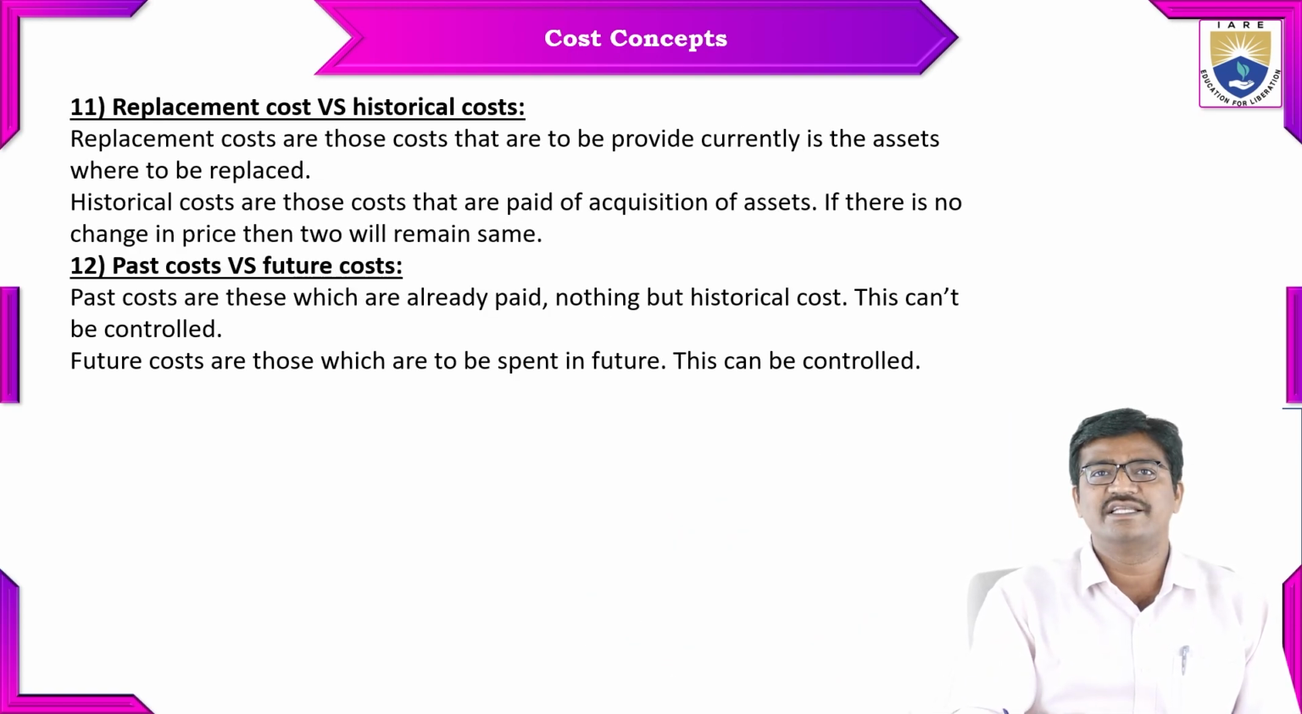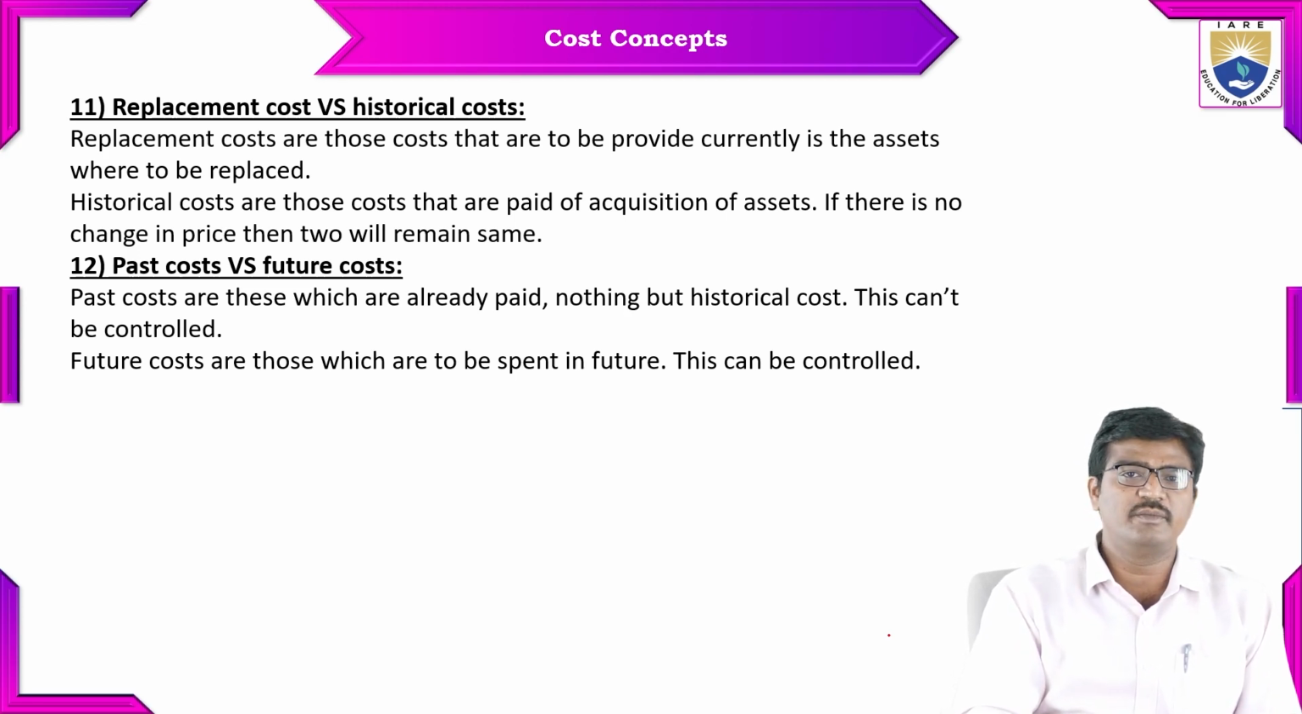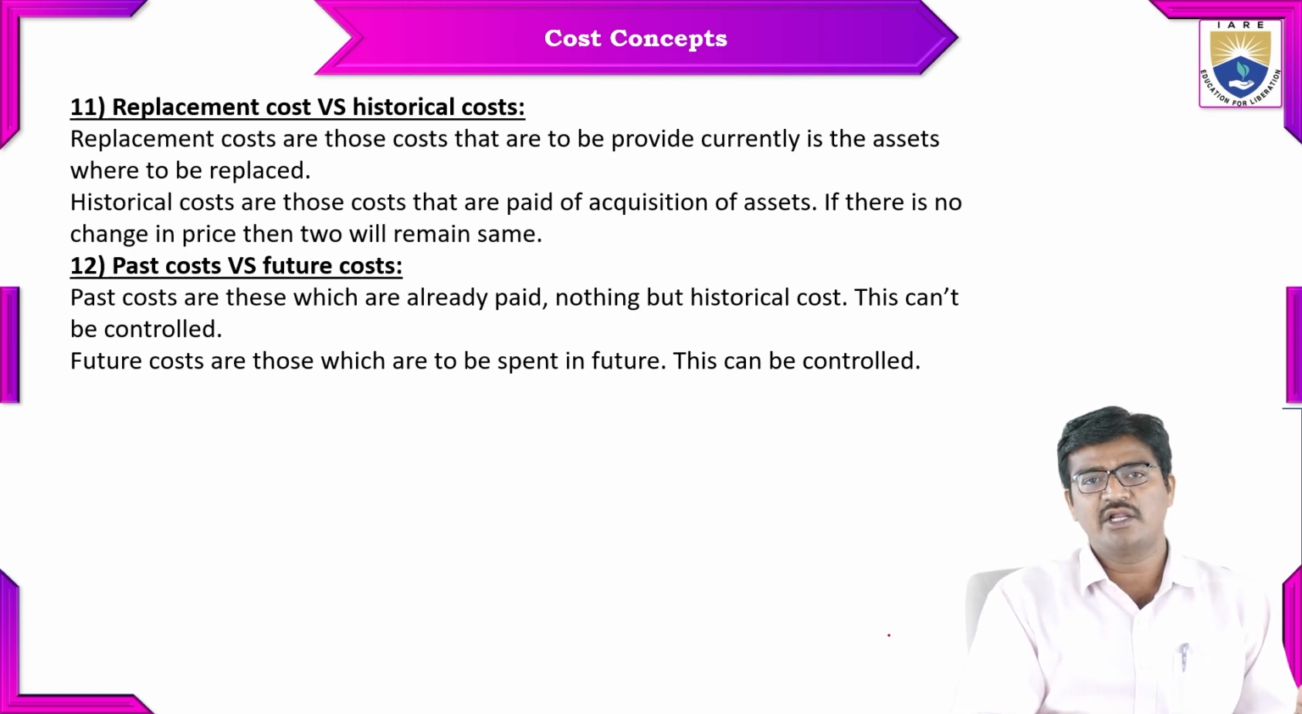Replacement cost versus historical cost. Replacement cost means if you are about to replace your existing assets with new ones, that is called replacement cost. For example, you want to demolish the old building and construct a new building. This is called replacement cost. And you are going to replace your outdated machinery with advanced technology machinery. That is called replacement cost. And you are going to replace the old furniture with new furniture. So all these things are called replacement costs.